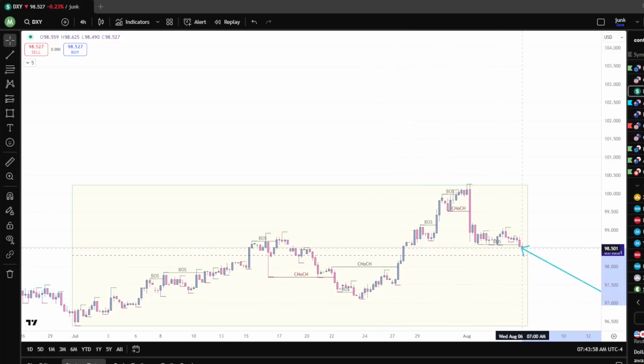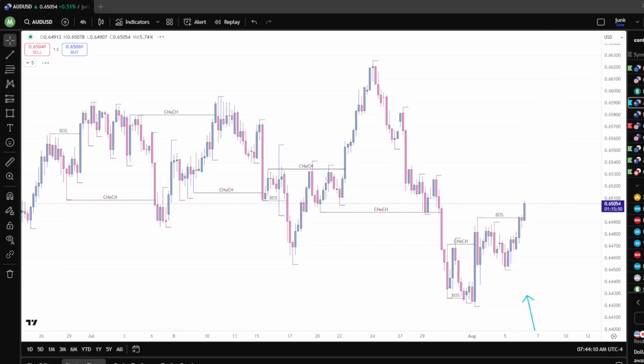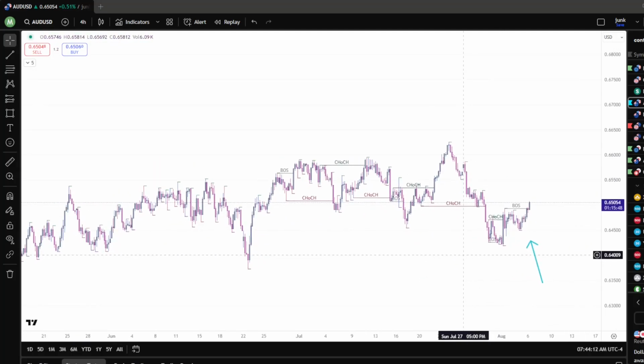Could wait to see if that gets taken out, or if there's a reaction from this area, in order to see if prices will continue to target the highs of this overall range. AUD USD. Let's go map out the current range.